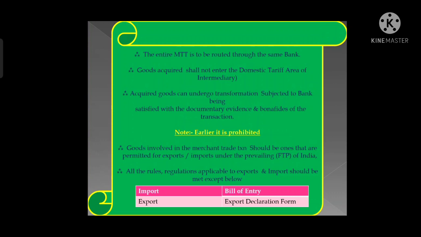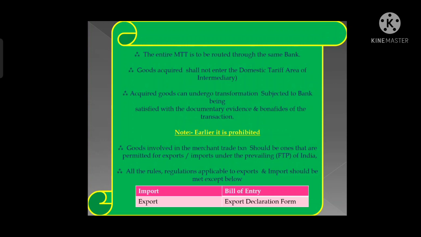After that, the goods acquired shall not enter the domestic tariff area of an intermediary. It is the basic principle of a merchanting trade transaction that the goods acquired under it should not enter the domestic territory of a merchanter. If they enter the domestic territory of an intermediary, then it can't be classified as a merchanting trade transaction. So the goods should not enter the territory of a merchanter or an intermediary, right?